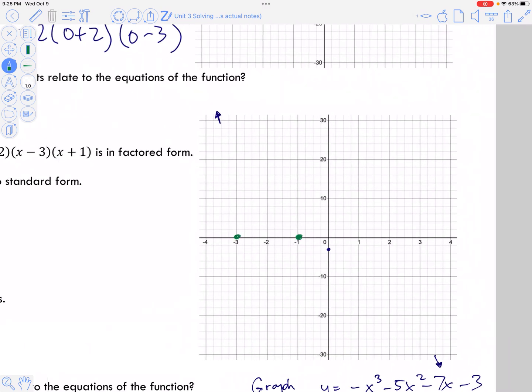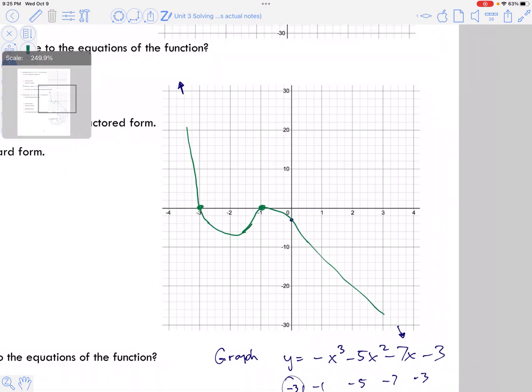Okay, so what does that mean? Well, -3 has an odd multiplicity of 1, so it's going to cross through. Now, I don't know exactly how far it goes down, so I'm just taking an educated guess. But at -1, because it has an even multiplicity of 2, it's going to bounce off and then go through our x-intercept and all the way down. And that's how you graph.